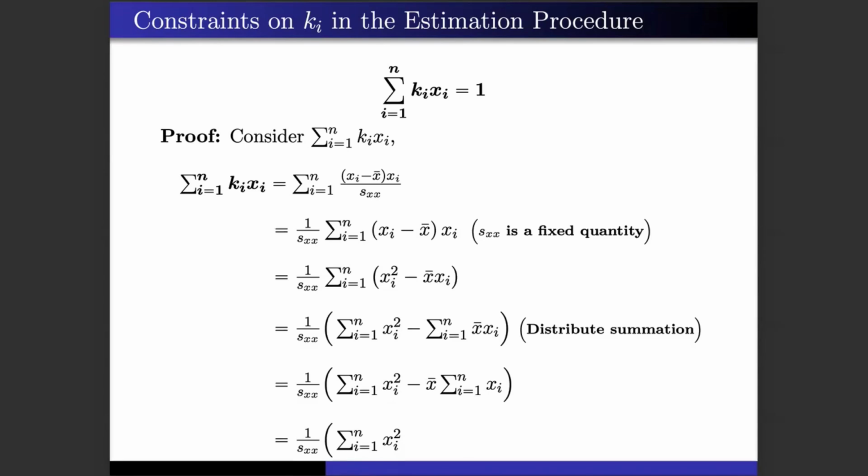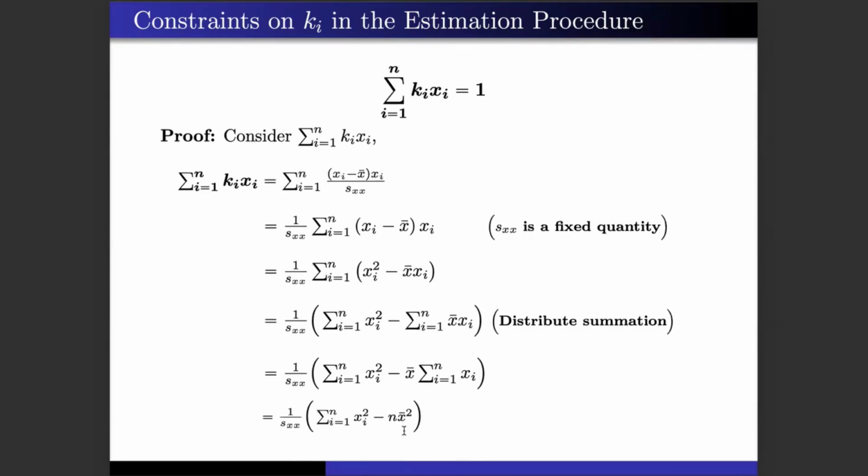If we look at the second term, we have x bar, we cannot simplify it further, but then we have summation xi. And this summation xi can be written as n x bar. If we multiply this x bar with n x bar, we get n x bar square. So we have simplified this summation ki xi, and we have got it equals to 1 divided by Sxx times summation xi square minus n x bar square.